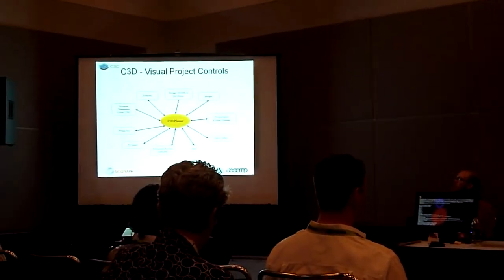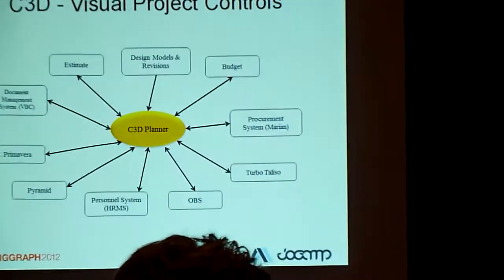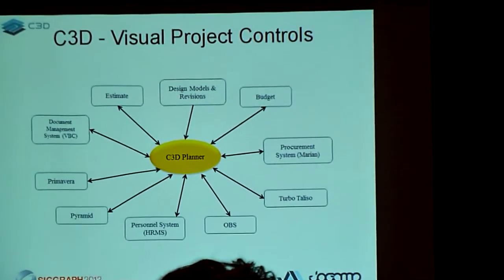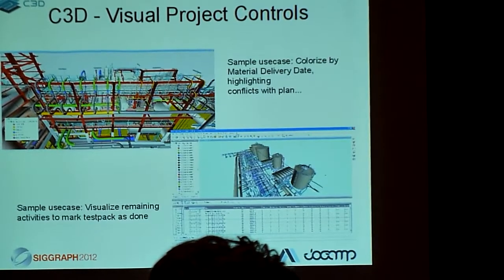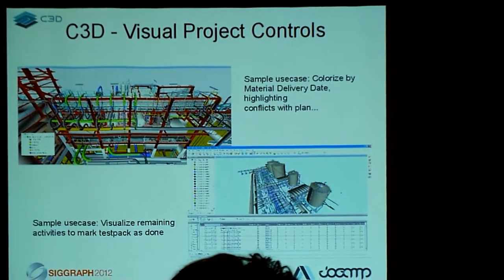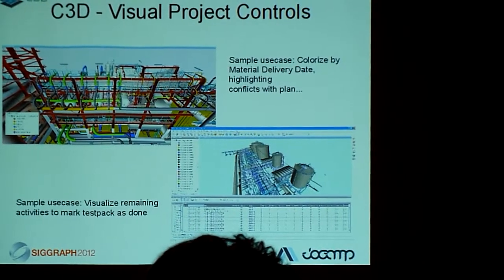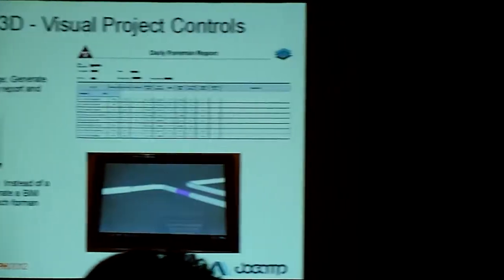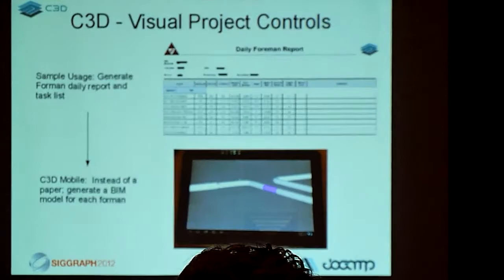The basic idea of C3D is to connect all the different products that are used in construction, from estimating to budgets to CAD modeling, and visualize all the data in a 3D scene. Here we have a sample use case where you're visualizing the material delivery date and highlighting conflicts with the Primavera plan, to see what can be done relative to estimation. Before, we were generating PDF files for each foreman with the tasks they should do that day. Now we're using C3D Mobile, and he can take it on site with him to navigate through it.